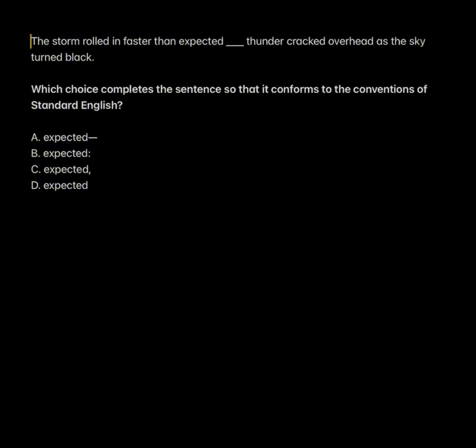So ultimately, answer choice A is correct, expected with the dash here, because, again, we are creating some sort of interruption into this answer choice, right? We're saying the storm rolled in faster than expected, and then we have this interruption, which is one of the purposes of a dash, by saying then we have thunder cracked overhead as the sky turned black. So we have this further thing happening in the sentence, and so the dash here creates that interruption into this sentence. So this is why option A, expected with the dash, is the correct answer choice.